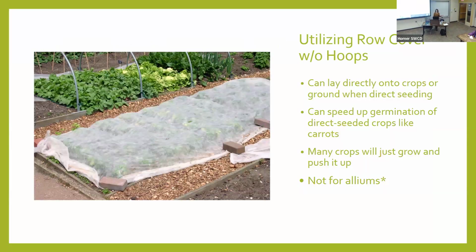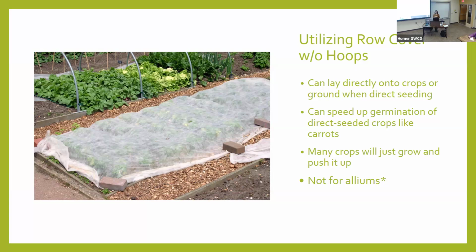Okay, so kind of go through how to use this stuff. So utilizing the row cover without hoops, pretty simple. You can just lay it right onto the plants, or direct seed and lay it right onto the ground. As long as you leave a little bit of slack in the row cover, the plants will push it up. You want to make sure that you're not tightening it straight to the ground, because then they won't have room to grow. And you can adjust it as they grow as well. But that's a really great way to use it.